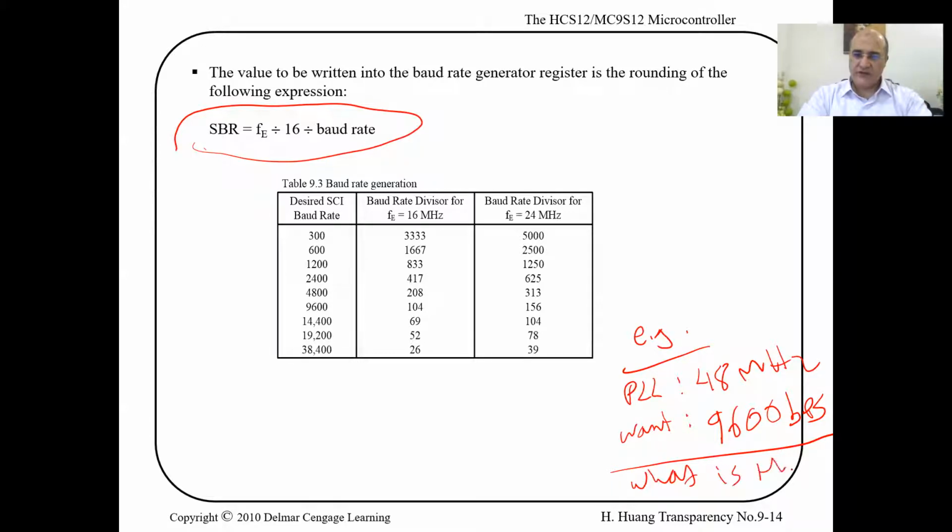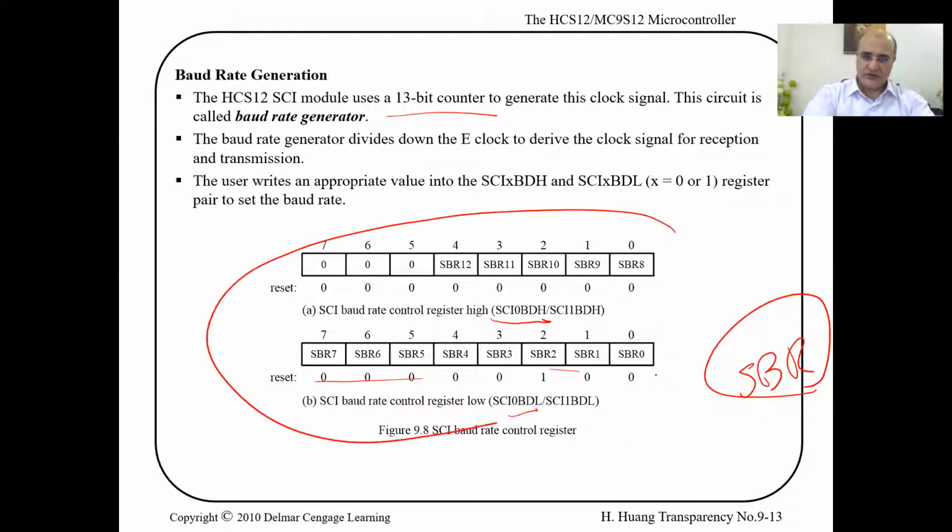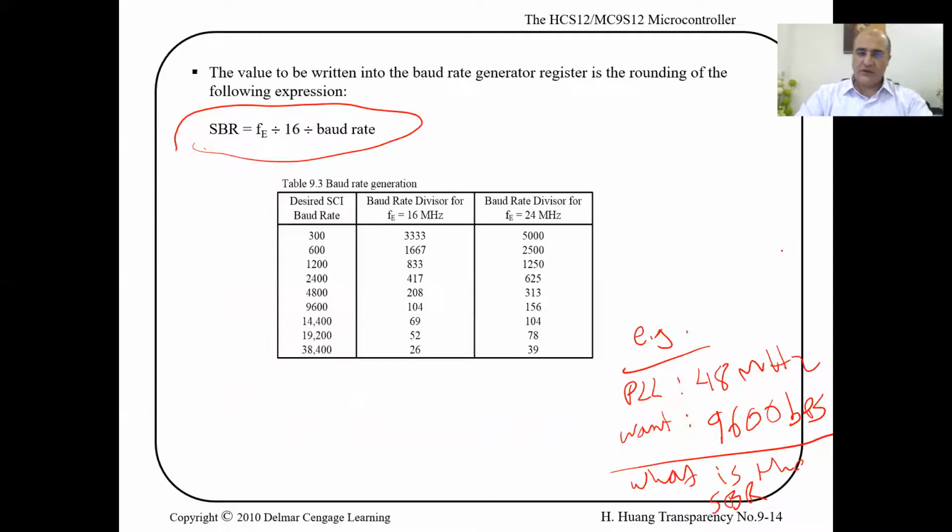What is the SBR value of these two registers? We apply this equation. Our baud rate is 9,600. This is what we want.